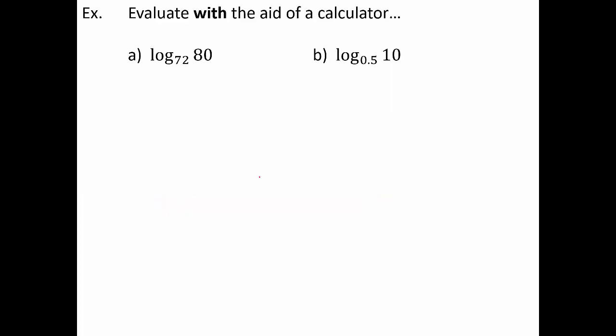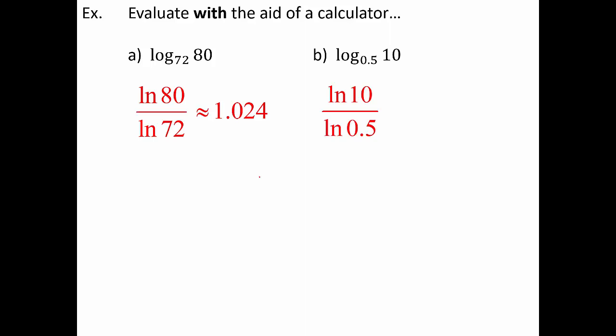So let's put that into practice. Using your calculator, evaluate these 2 logarithms. Pause here, play when you're ready. So on the first one, log base 72 of 80 would be ln of 80 over ln of 72. Type that in your calculator, comes out to 1.024.